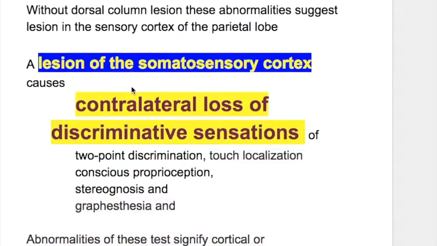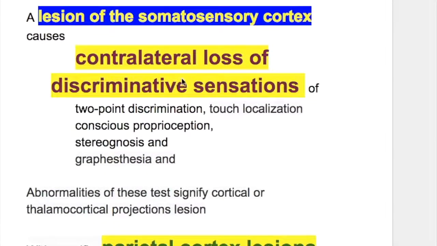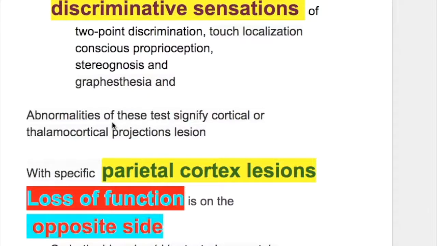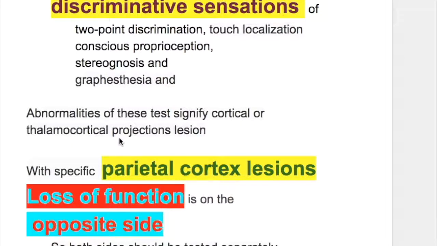Without a dorsal column lesion, these abnormalities suggest a lesion in the sensory cortex of the parietal lobe. A lesion of the somatosensory cortex causes contralateral loss of discriminative sensation, of two-point discrimination, touch localization, conscious proprioception, stereognosis, and graphesthesia. Abnormalities of these tests signify cortical or thalamocortical projections lesion.